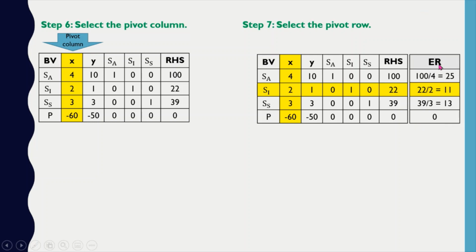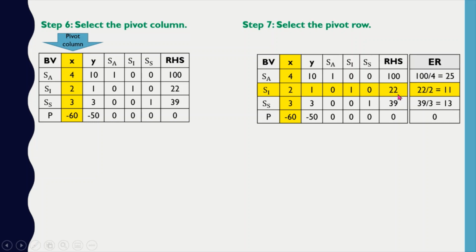I put here ER. ER means exchange ratio, which is equal to our right-hand side or available resources divided by our chosen pivot column. In this row for assembly, we have 100 divided by our pivot column, which is 4. So that is equal to 25. The same with our second row, we have 22 available divided by 2, which is 11. And we have 39 on our third row divided by 3, and that is 13.